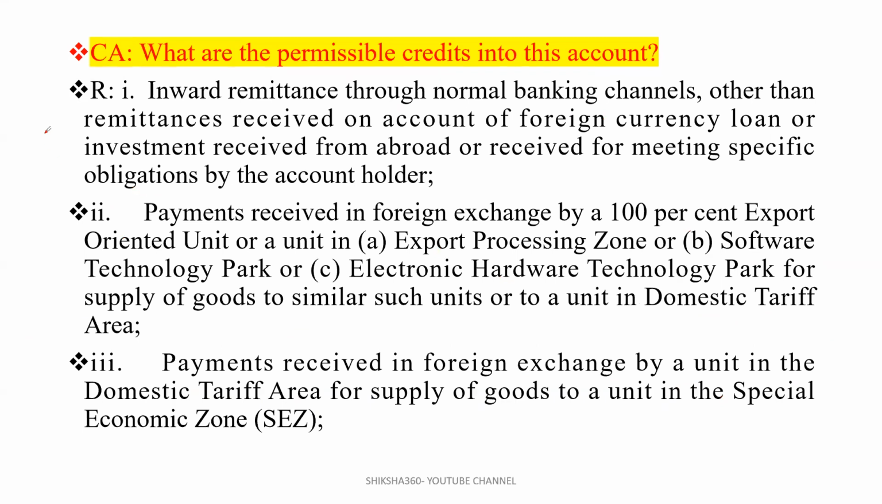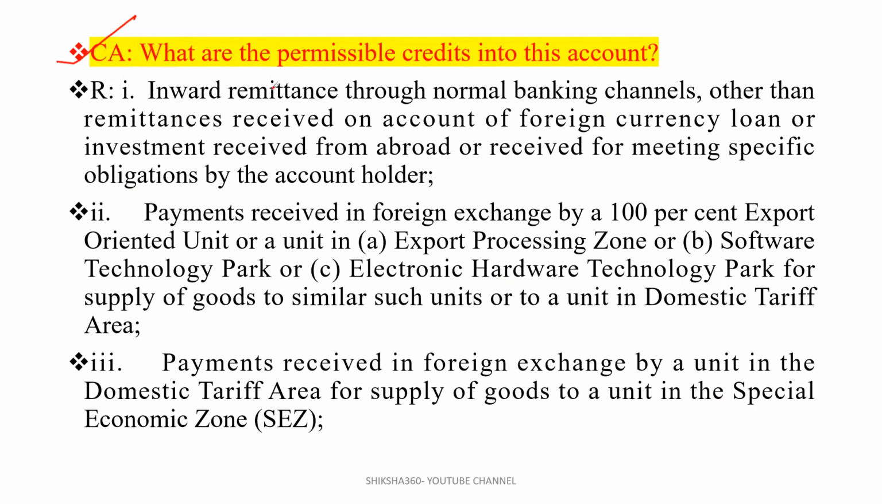Next one, very, very important. What are the permissible credits into this account? What are the permissible debits? We have to understand this. What are the permissible credits into this account? Can we deposit the amount from India into this account? All these things we have to understand.